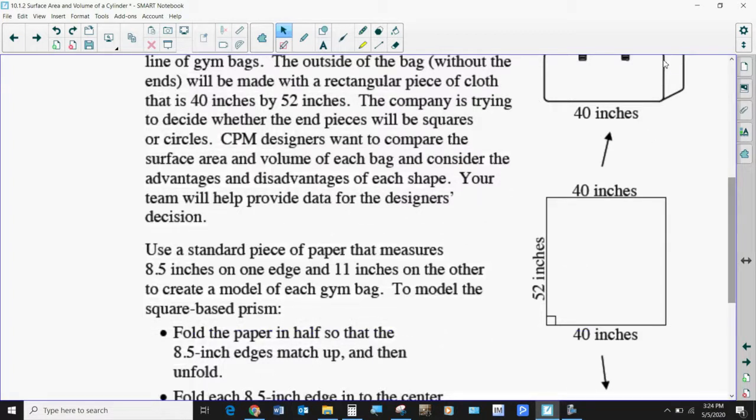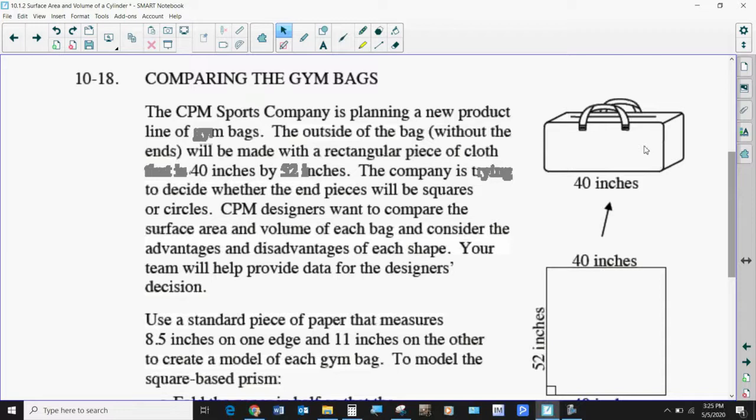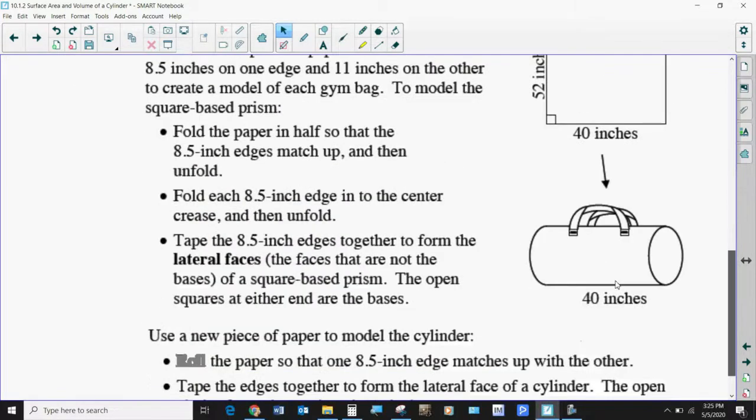Is it canvas? Did they say it was canvas? I don't know what it is, but who cares? We need to see what the surface area and volume are of this gym bag in the form of a rectangular prism, and this gym bag in the form of a cylindrical sort of bag. So that's what our task is going to be.